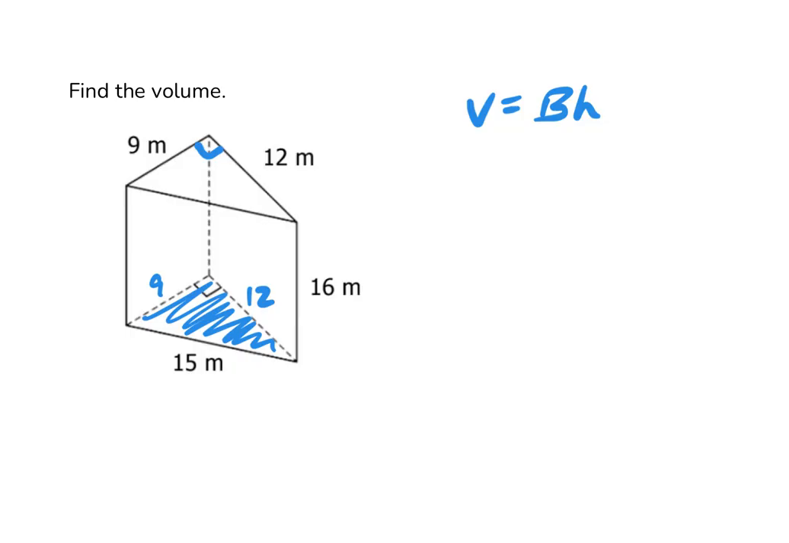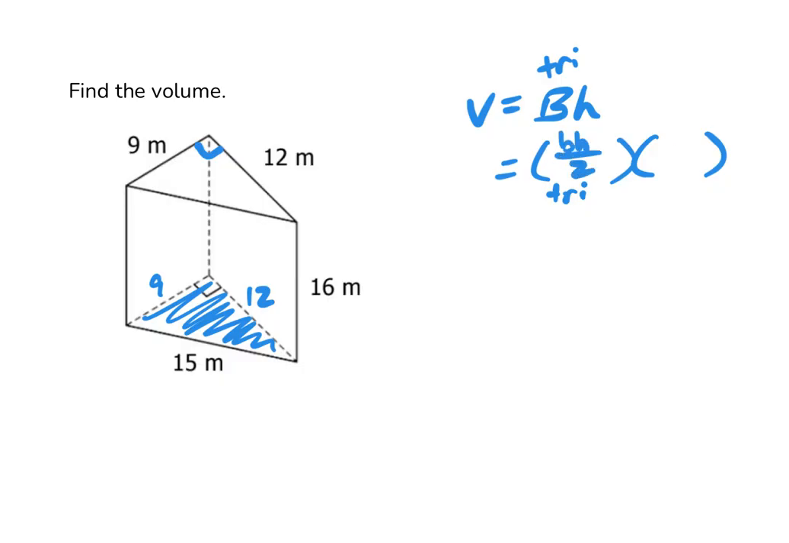But what kind of base do I have here? Triangle. So that's why I always write next to big B what it is, because the formula is going to change. Last time it was length times width because there was a rectangle. Now we have a triangle. What's the formula for the area of a triangle? That's one that's not on your formula sheet. How do I find the area of a triangle? Yep, base times height divided by 2.